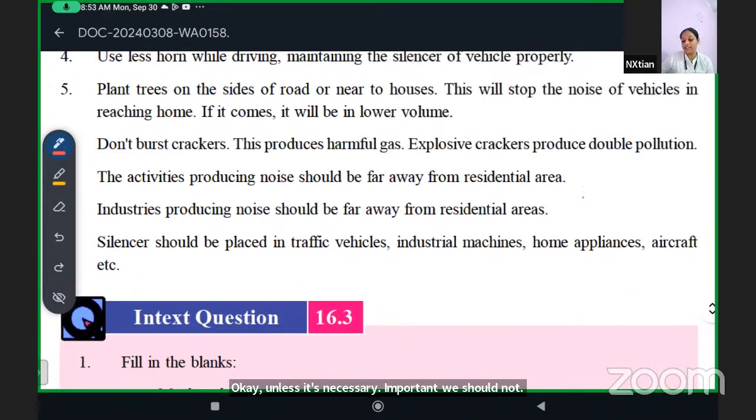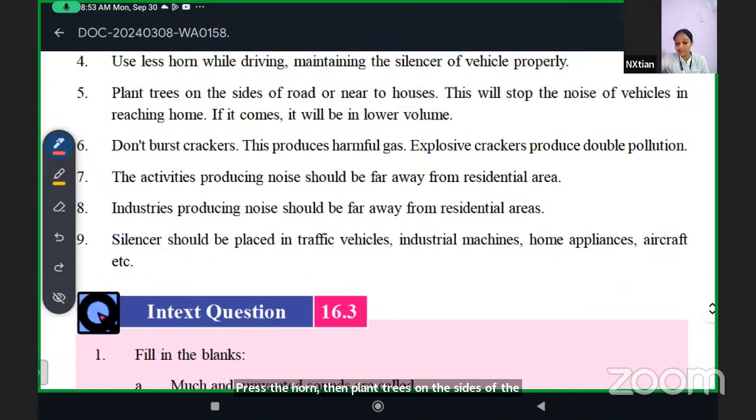Then plant trees on the sides of the road or near the houses. This will stop the noise of vehicles from reaching home. If it comes, it will be at a lower volume. Planting trees also helps to regulate the noise pollution.